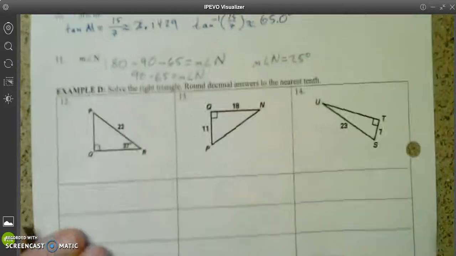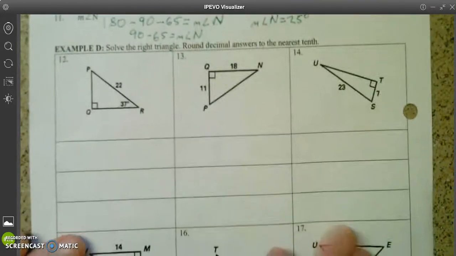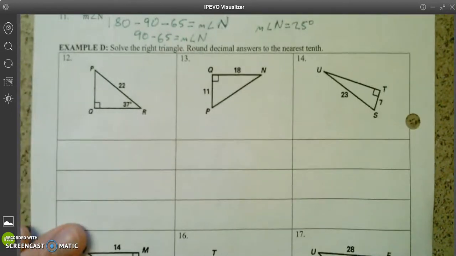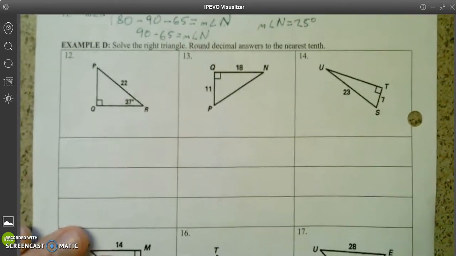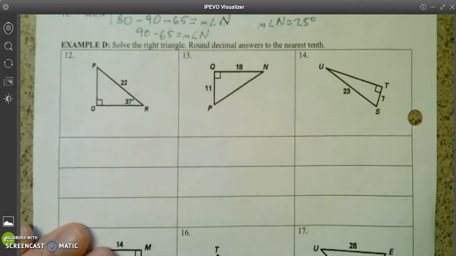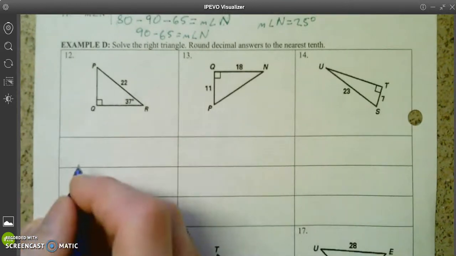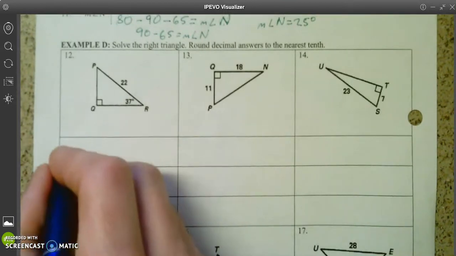There's that one there. Example D. Solve the right triangle. Round the decimal answers to the nearest tenth. So here we're going to find everything that's missing. So first we need to figure out what's missing. On this one, we're missing the measure of angle P.